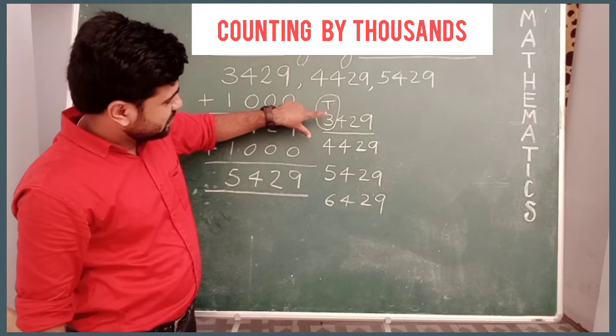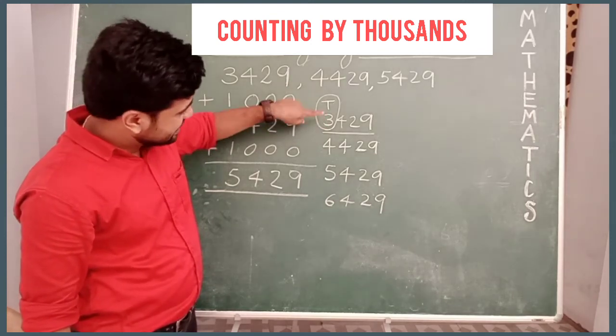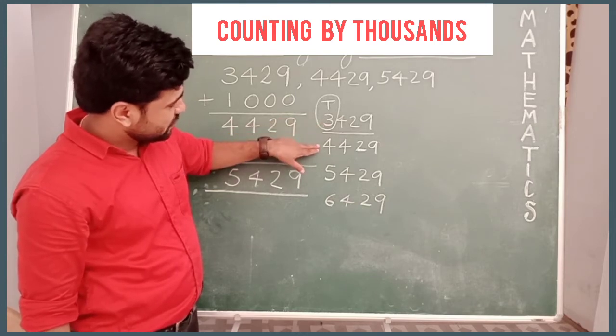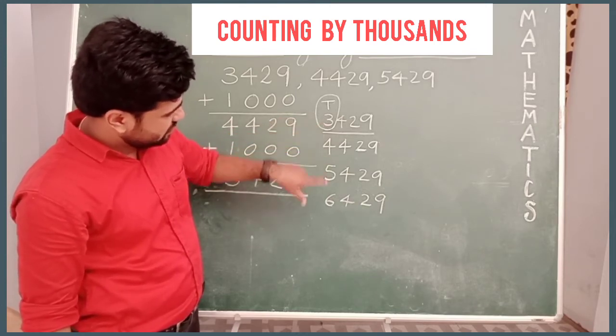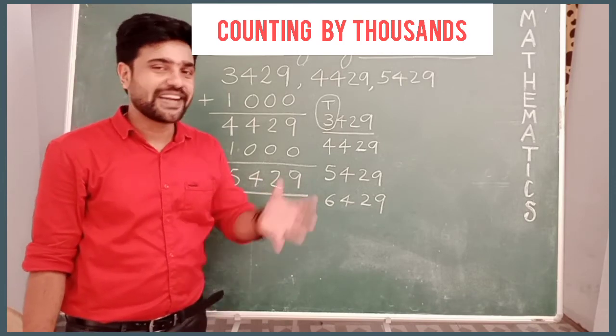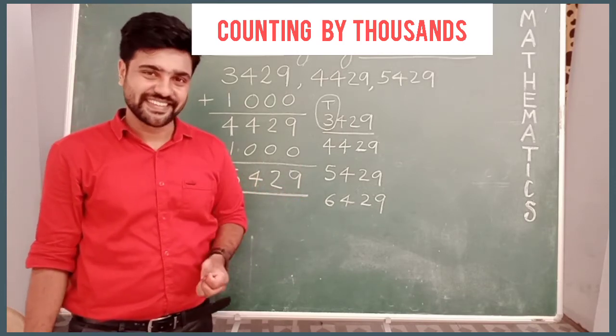3 is the first number in thousands place. Change that to the next number. That is 4. We got the second number. We got the third number. Hope you understood. Practice it with some examples, then learn it.